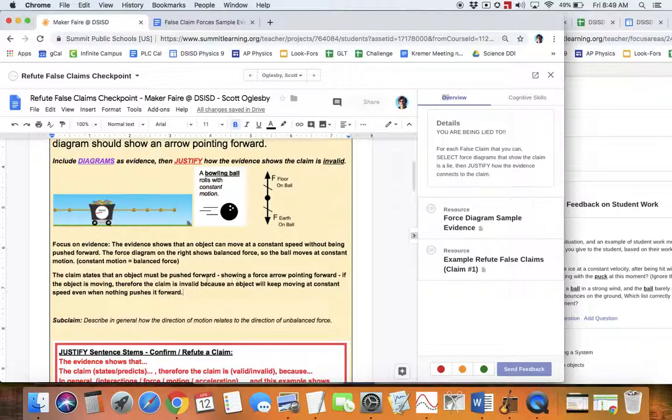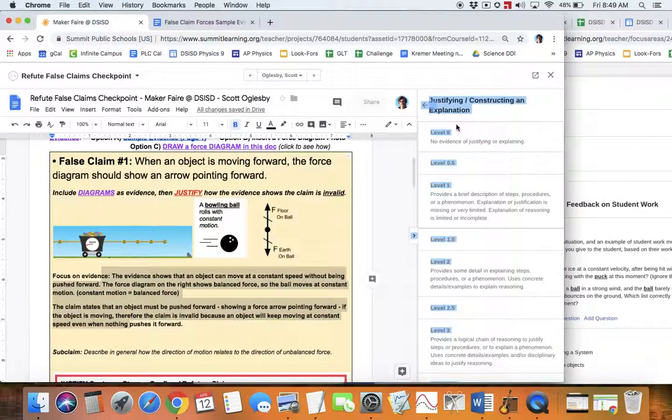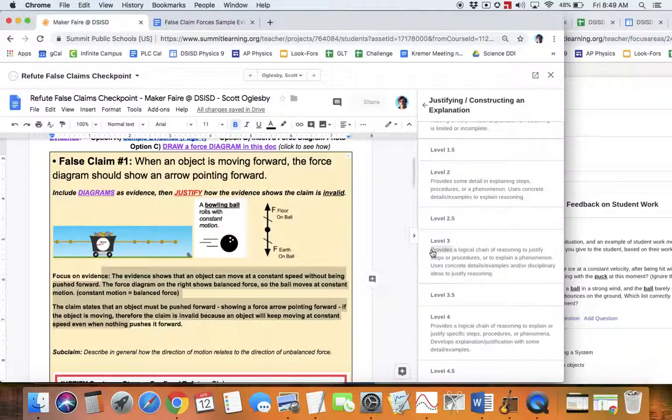I'm kind of summarizing what the claim is stating. I'm not just copying these words directly. I'm summarizing in my own words what this claim is stating. And I'm explaining the connection between these pictures, these diagrams, and that claim. This is already pretty excellent work. If I look over here at the cog skills for justification, I can tell, yes, there is a logical chain of reasoning here. I started with the evidence and then I connected it to the claim itself and then I used it to show the claim is wrong. I definitely used some concrete details.